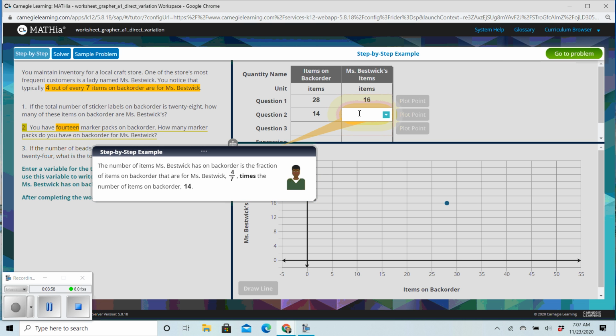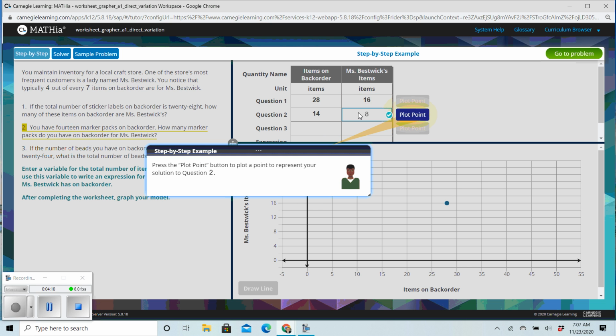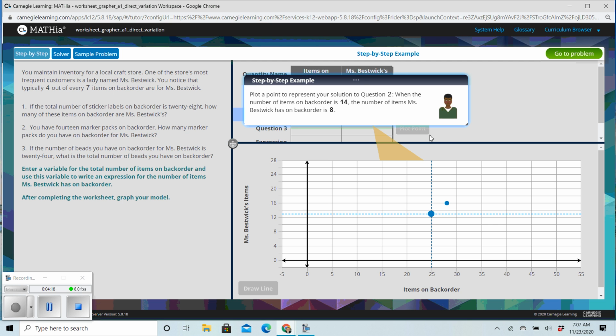So just like we did before, 4 divided by 7 using that backslash times Shift 8, 14. Right? Because that's the number of backorder items we have. We're going to hit enter, and again, if we set it up correctly, we will end up with the answer. So now we're going to plot our point. Again, number of items on backorder is 14. Number of items Miss Bestwick has, 8.